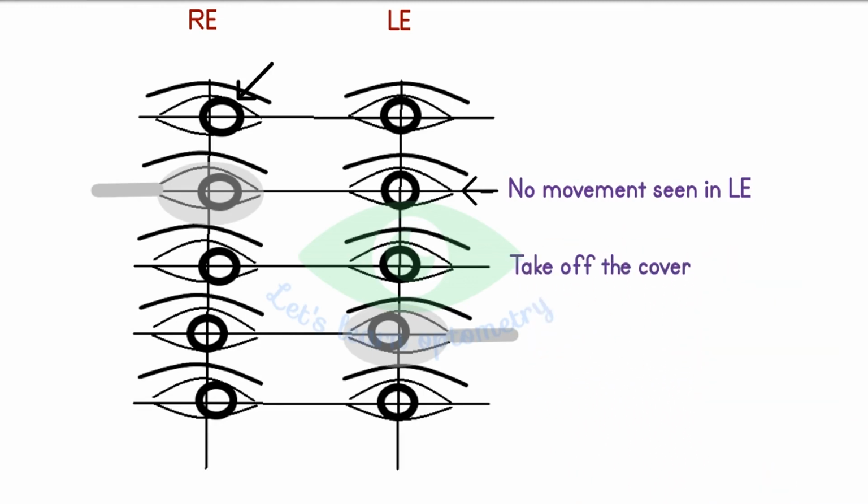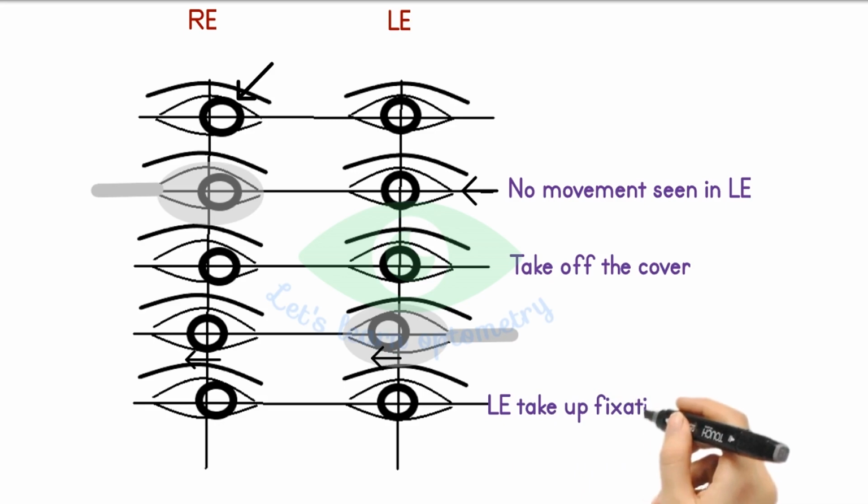Now, we take off the cover. Now we place the cover in front of the left eye. As the fixating left eye is covered, the deviating eye has to move to take up the fixation now. So, it moves outward to take up the fixation. It moves outward because previously it was inwards. As the right eye moves outwards, the left eye also makes a conjugate inward movement. Now we take off the cover. After removing the cover, the previously fixating left eye comes back to the fixating position and the right eye goes back to the deviating position.